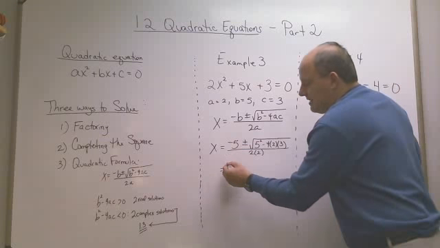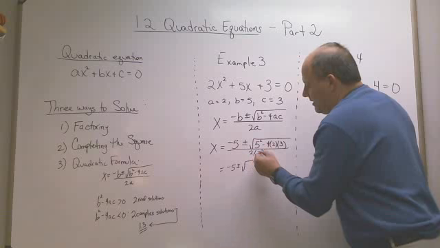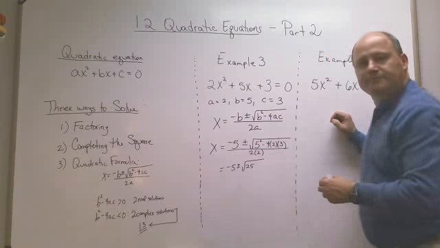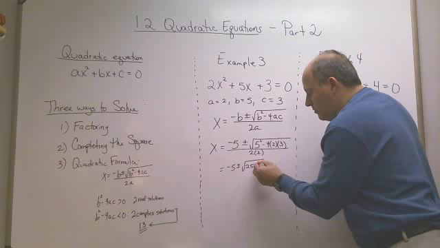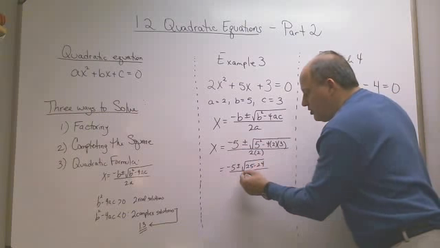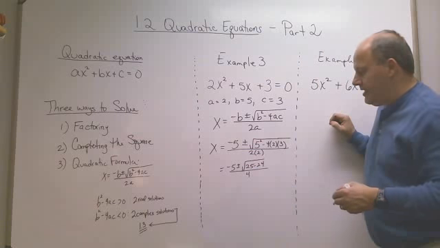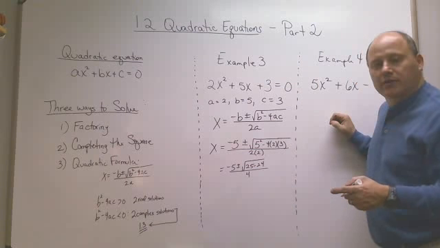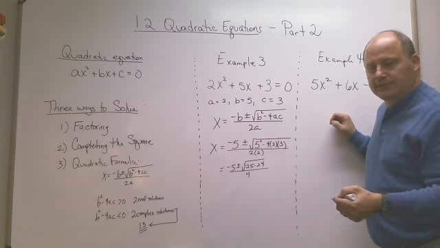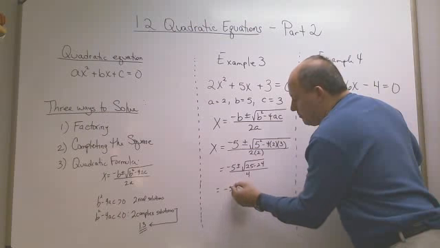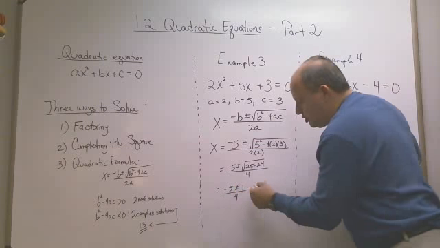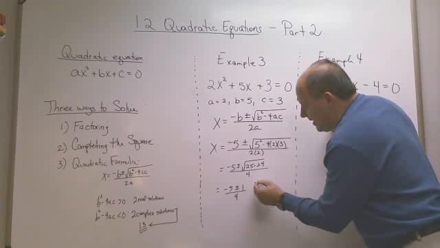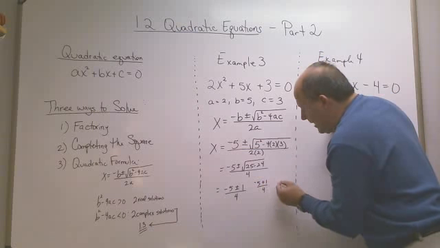So this becomes negative 5 plus or minus the square root of 5 squared, which is 25. Okay? 4 times 2 times 3, that's 8 times 3, which is 24. 2 times 2 is 4, of course. Now 25 minus 24 is 1, and the square root of 1 is still 1. So this becomes negative 5 plus or minus 1 over 4. But that's two possibilities there. That's negative 5 plus 1 divided by 4 and negative 5 minus 1 divided by 4.